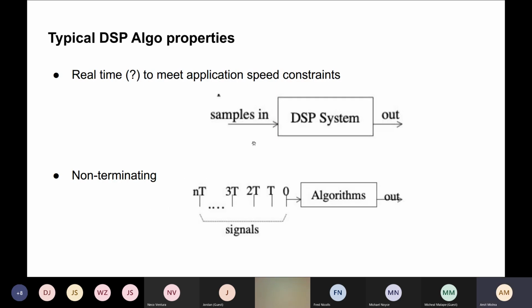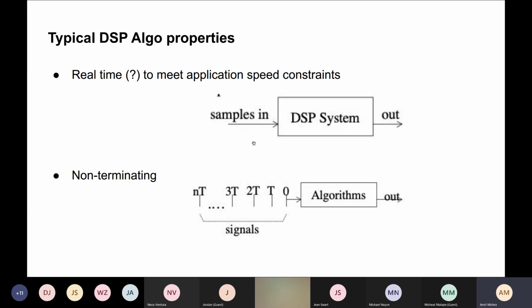Before we go, a very quick discussion of two properties of DSP, or digital signal processing, algorithms, which will be quite crucial. Number one, most DSP algorithms are expected to run in real time, so they have to meet speed constraints. Sometimes we misunderstand the meaning of the phrase real time.